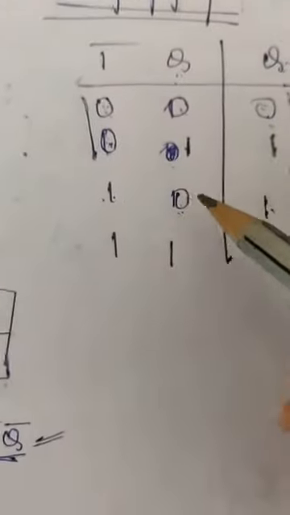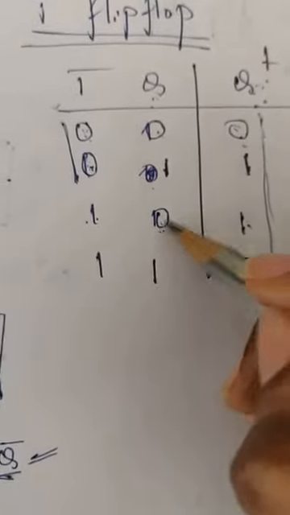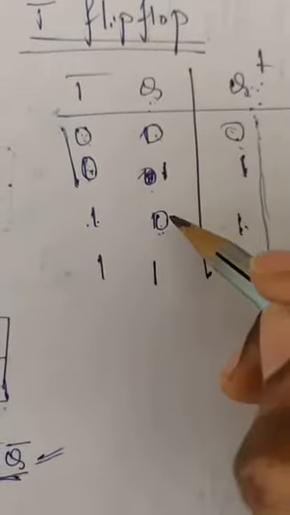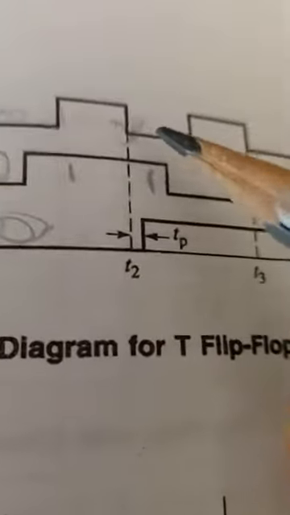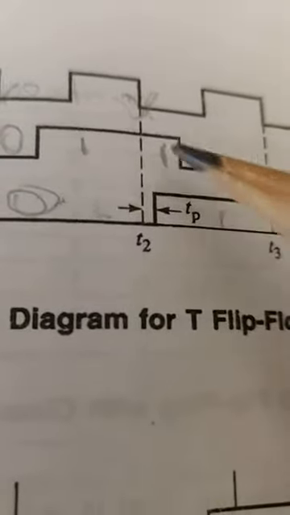So what happens when T is 1? The next state will be the reverse of the present state. If it is 0, it will be 1. If it is low, it will get high. If it is high, it will get low. So whenever T is 1, what is the present state here? Low. It will get high because T is 1.